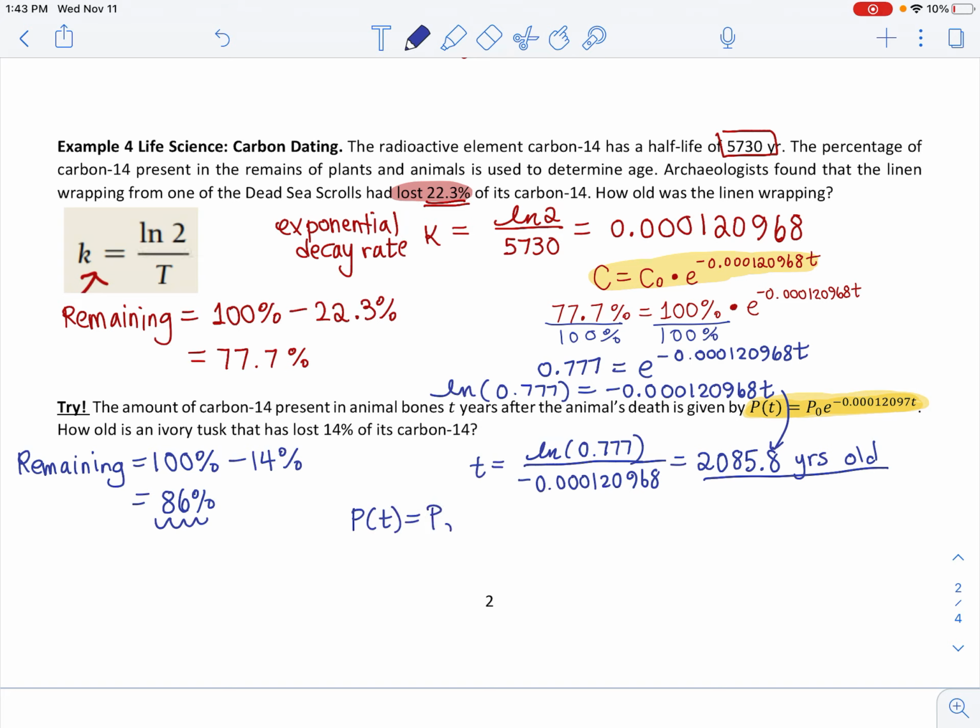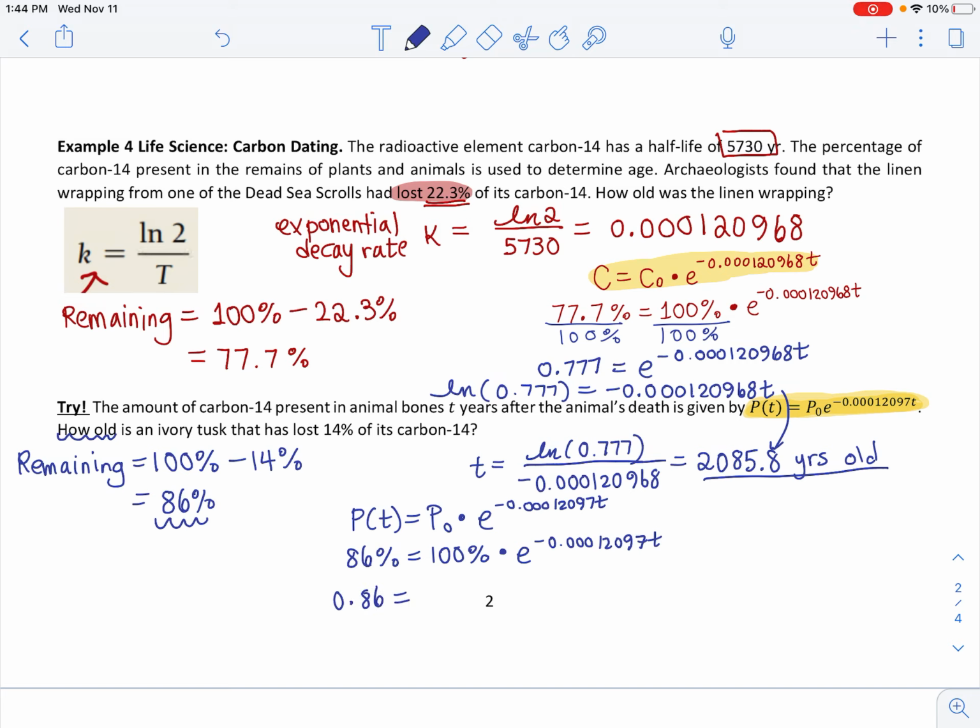So we're going to go ahead and use the equation. P of t equals P naught times e to the negative 0.0001209 t. And plug in everything we know. We know the remaining amount is 86%. How much did we have originally? Of course, we had 100% of it. And then write down everything else that we know. And we're looking for t, huh? That's the only unknown variable. Did they ask for t? Oh, yes, they did. They said, how old is it? So, how many years is it?